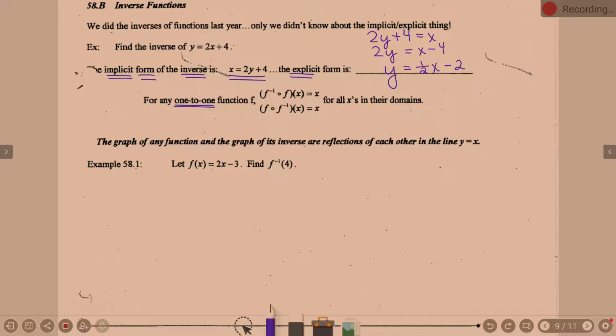Oh, okay. Sorry, I have a random graph written right here in my notes, and I was trying to figure out why I have this random graph in my notes, but it has to do with this key comment right here. The graph of any function and the graph of its inverse are reflections of each other in the line y equals x. Does this sound familiar?